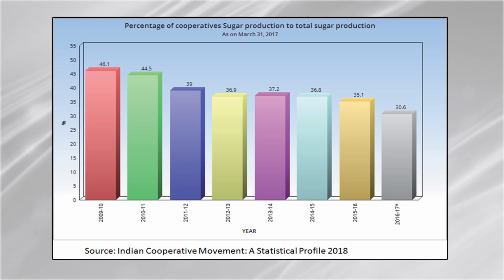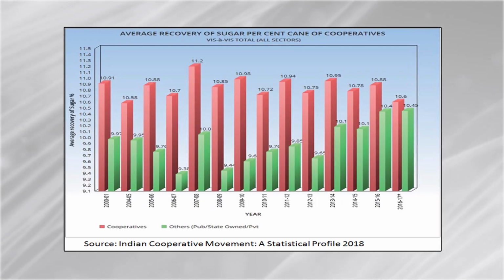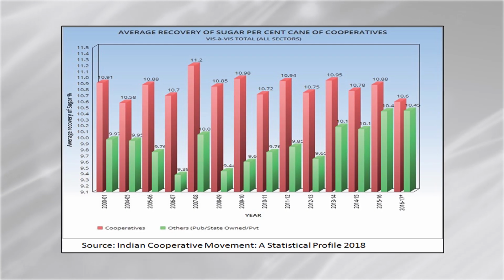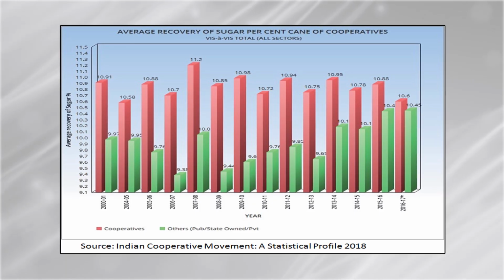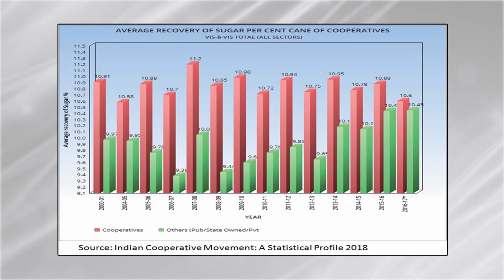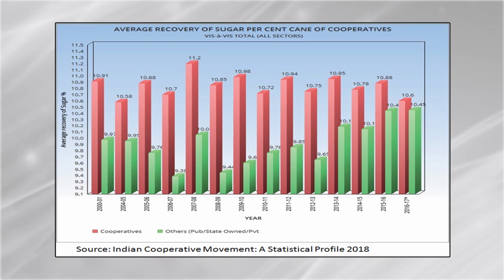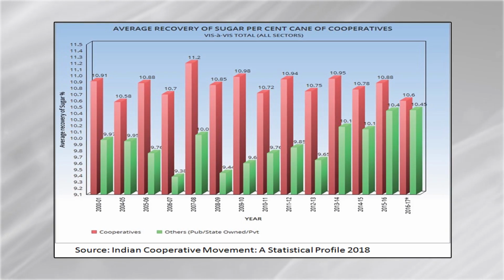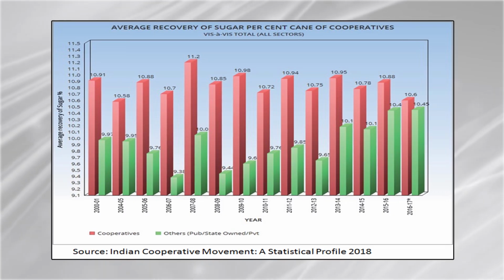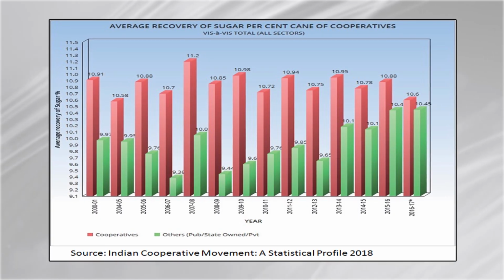More factories are coming up in the private sector, and here this is a very good slide to understand the efficiency of the different sectors of the sugar factories. The recovery rate of the cooperative sugar sector is more than the average recovery of the total of the different types of factories. So in the year 2001 the recovery rate of sugar from the cooperative societies was 10.91%, and it has increased to 11.2% from the cooperative sector.